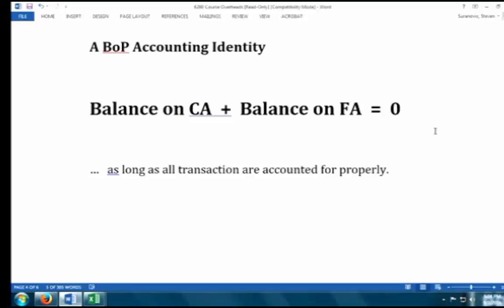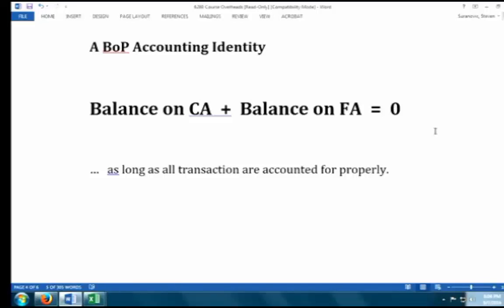It's got to be either borrowing or lending or the sale of assets, which is the counterpart on the financial account which has to offset any and all trade deficits that occur on the current account side. This balance on current plus balance on financial has to be true all the time.